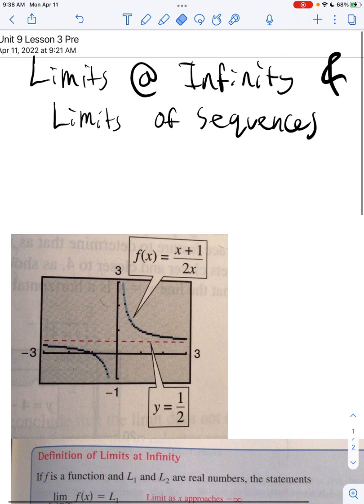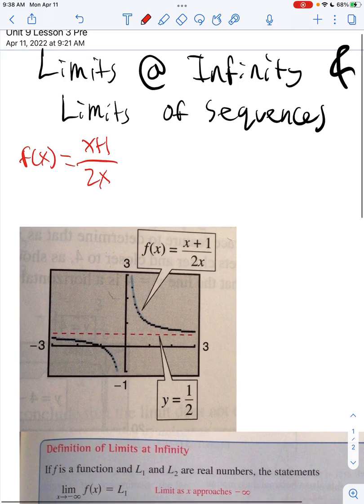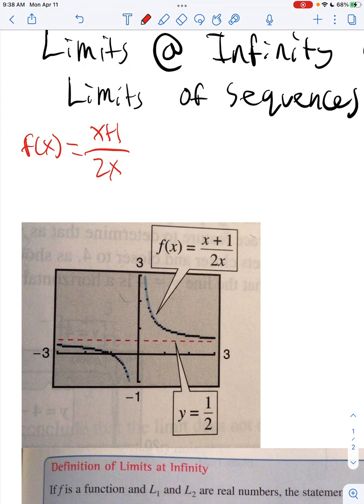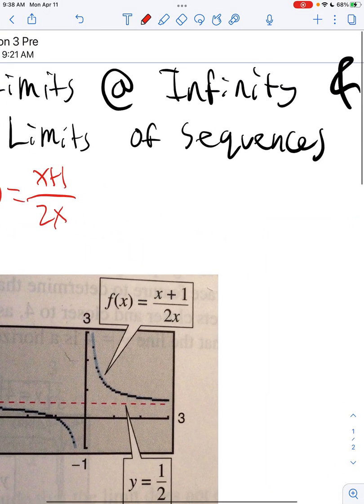Limits at infinity and limits of sequences, lesson 3. So let's go ahead and take a look at the example. f of x equals x plus 1 over 2x. Say I try to graph it, and I get a picture that looks like this.